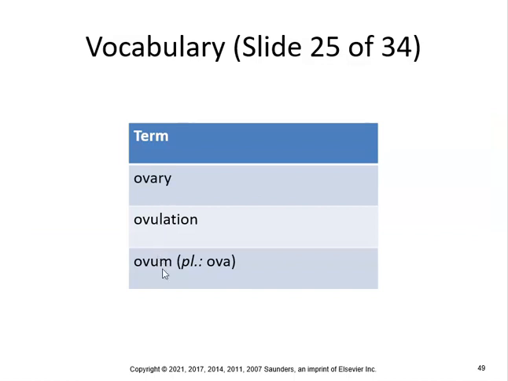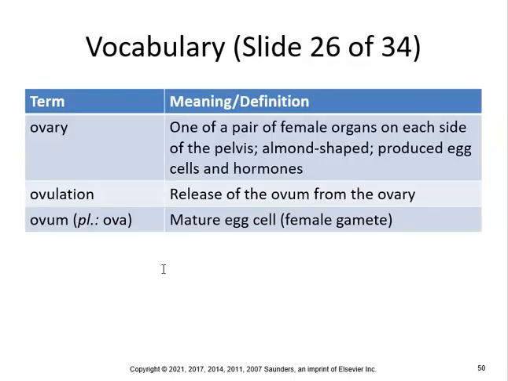Ovary, ovulation, and ovum. Ovary, one of a pair of female organs on each side of the pelvis, almond shaped, that produce egg cells and hormones. Ovulation is the release of the ovum from the ovary, and the ovum is the mature egg cell. So make sure you know the difference between ovary, ovulation, and ovum. They sound the same, but they're not, especially ovary and ovum. Okay.